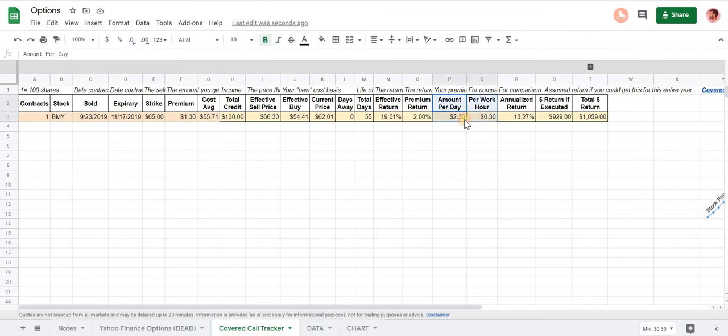So thinking about it in terms of the amount you get per day and per hour, you can think about it in terms of a minimum wage. Say the average might be like 10 to 12. If you're writing a covered call and you could see that the amount you're getting per day and per hour is more than a minimum wage, it might help you decide in terms of an income strategy.